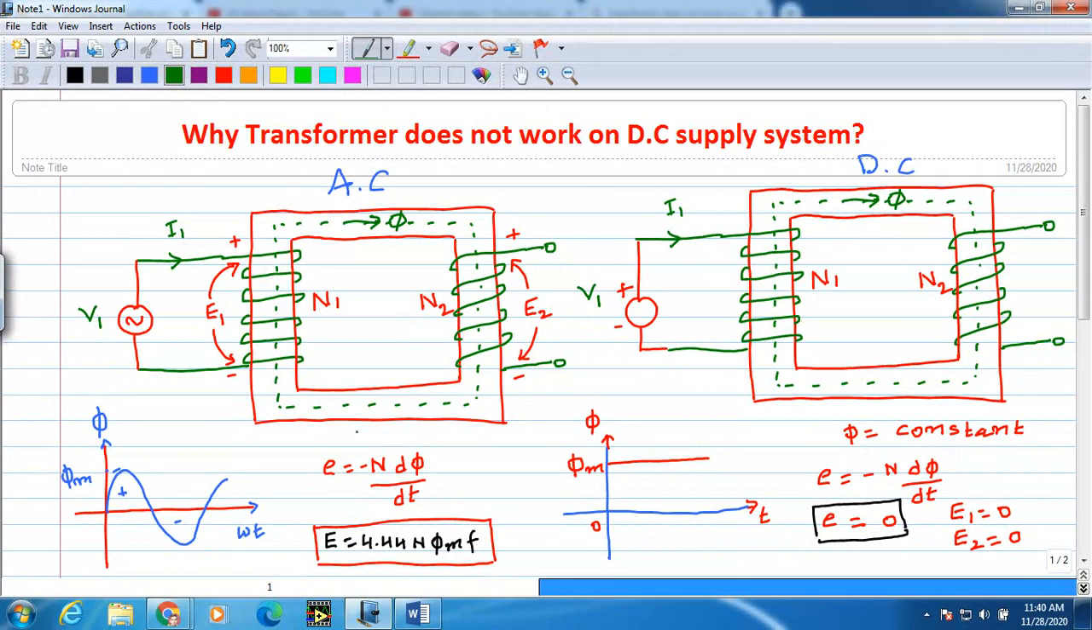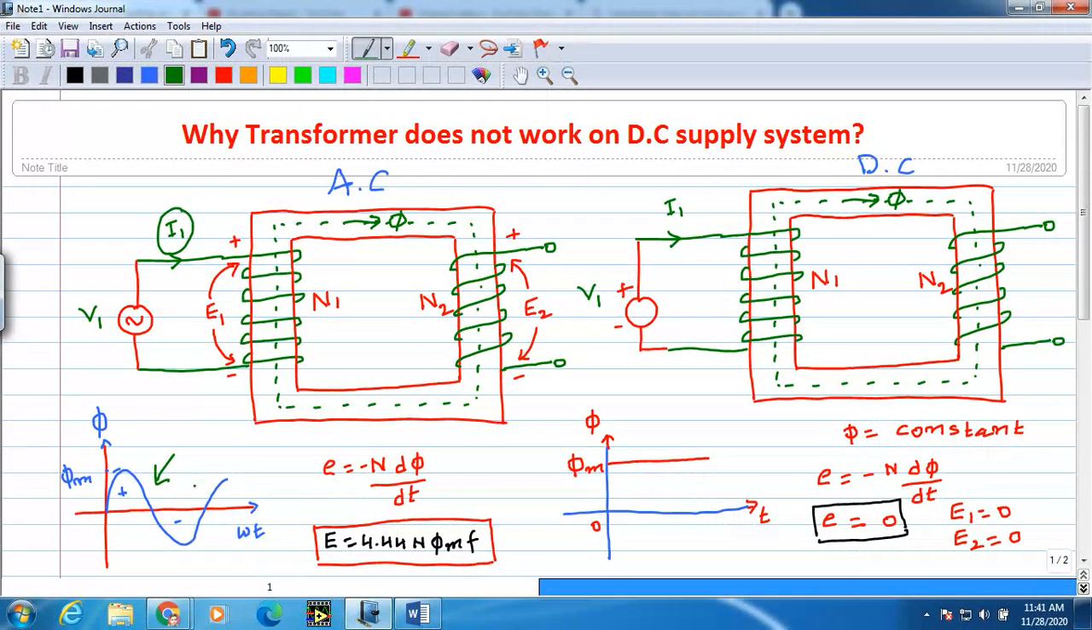In the given figure, I am showing two different figures: a transformer which is connected to the AC supply system here. In this particular case, the supply voltage is alternating in nature, then the current is also alternating in nature. Then the induced EMF will be created in the primary as well as in the secondary side with the help of the flux. The flux will be alternating in nature.